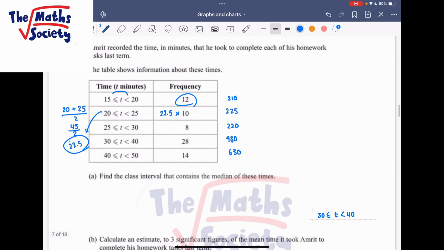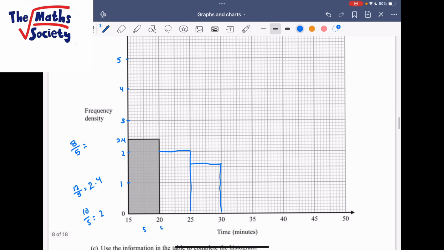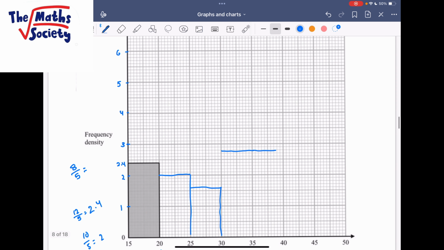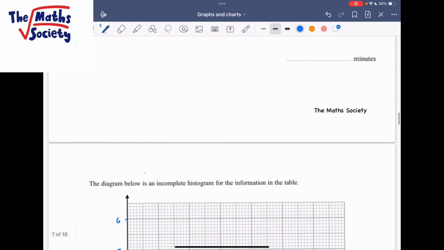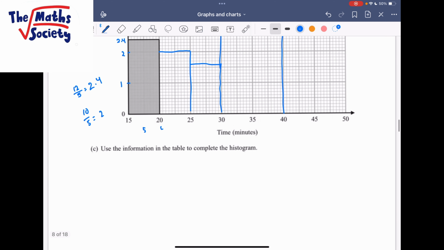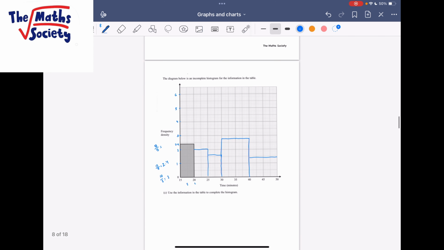And then we have 30 to 40. The class width is 10 now, so 28 divided by 10 would be 2.8. If you go up right here, this will be 2.8 until 40. And then the last one, 40 to 50, is a class width of 10, so that's 14 divided by 10, which is 1.4. So when it's 1 here, it's going to be right up here, that is 1.4. And that should be your histogram.